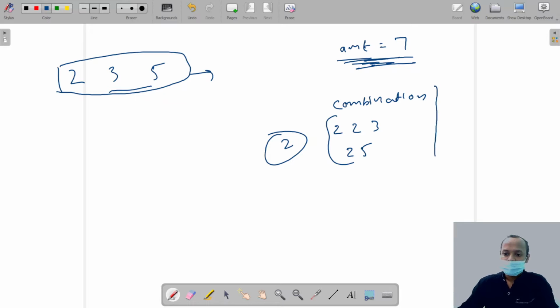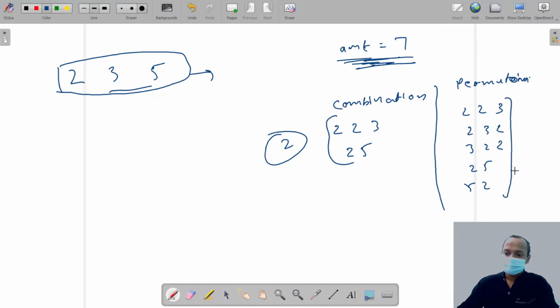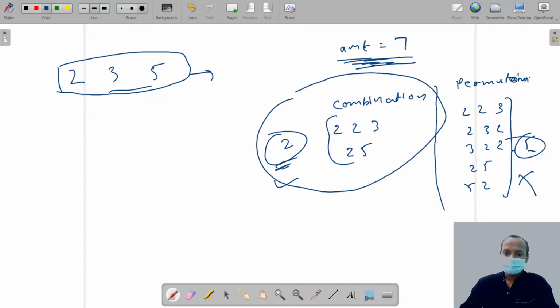And if you talk about permutation, let's see, what are the permutations? 2 2 3, 2 3 2, 3 2 2, 2 5 and 5 2. So there are 5 permutations. But we have to tell only combinations, we don't have to tell permutations. So we have to find how many combinations are present to pay this amount by using these coins.